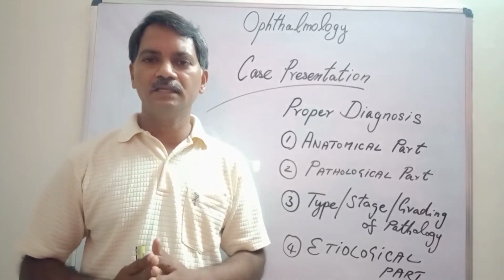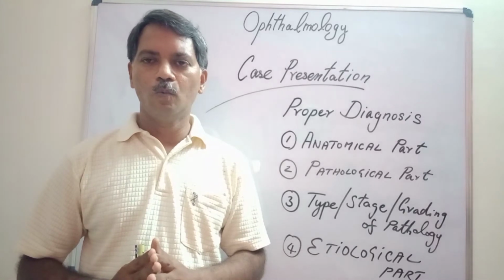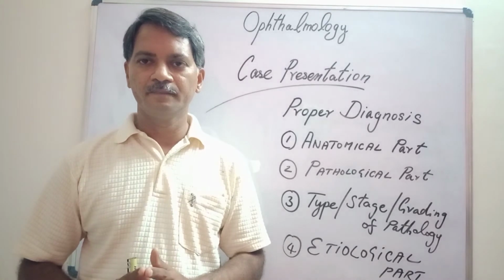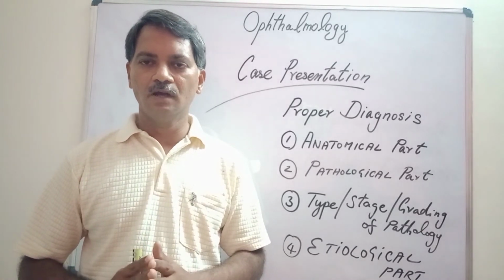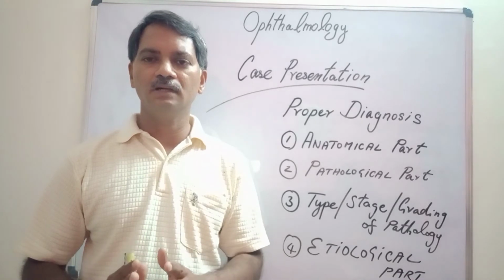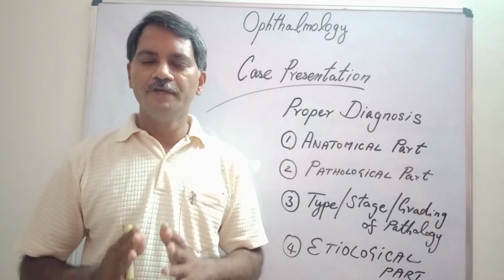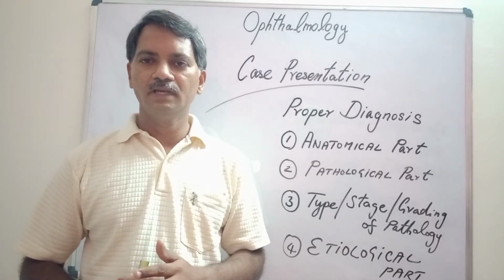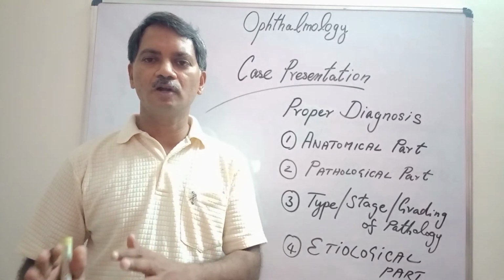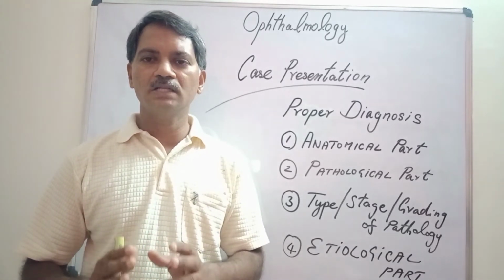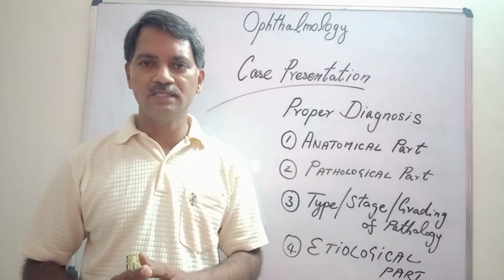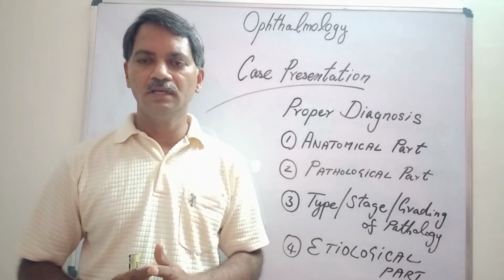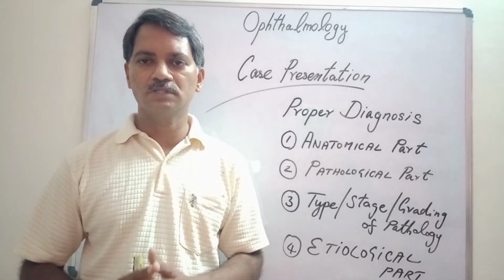The next part is the pathological part. What kind of pathological disease is the patient having? It should be there in your diagnosis. Once you know the pathological part in this diagnosis, we should also mention the type of the pathology, the stage in which this pathology is, and the grading of the pathology. Some diseases will have staging, some diseases will have grading of the pathology. That should be a part of your diagnosis.